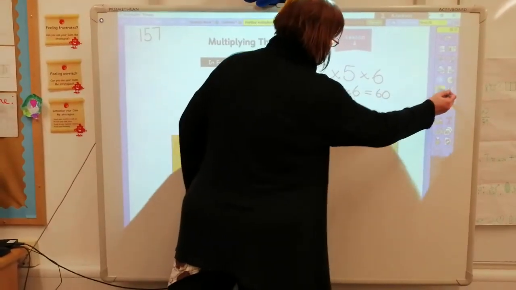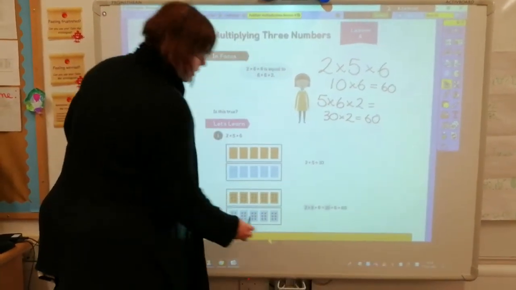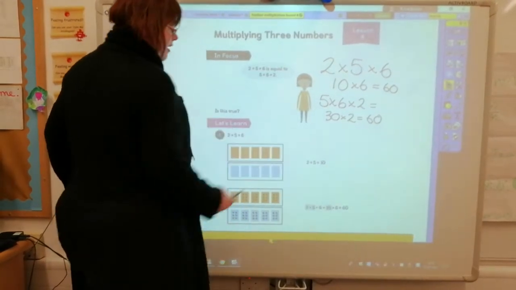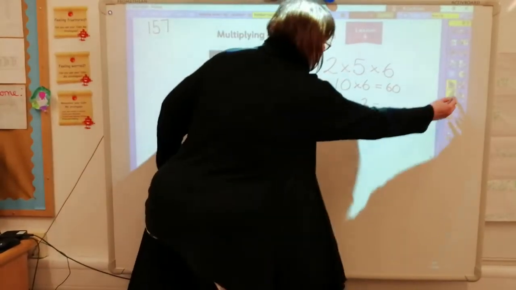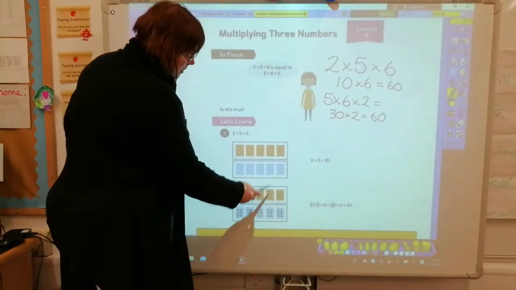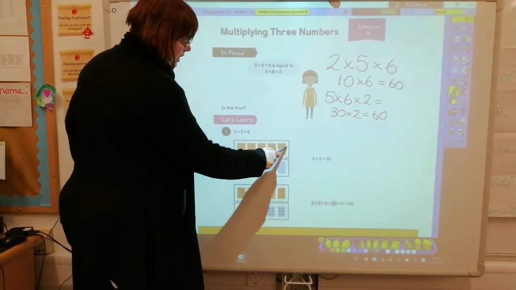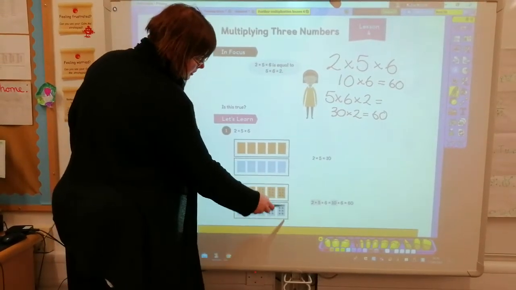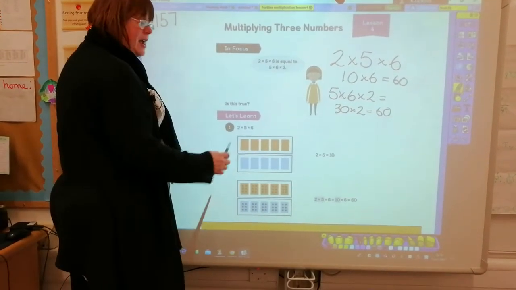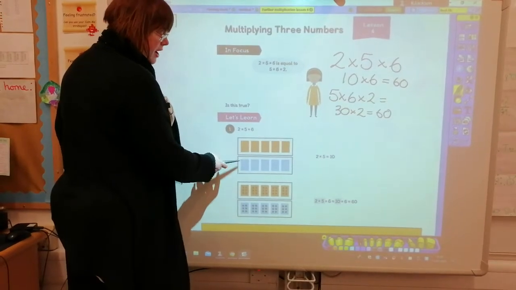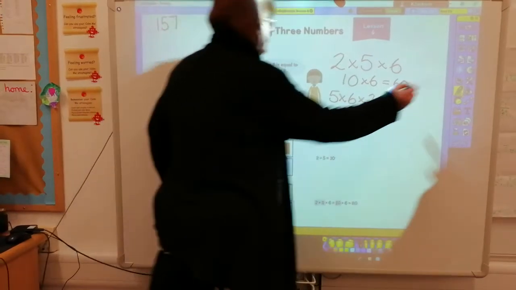So let's just double check that we were right there. We did 2 times 5 made 10. We started with the first bit of the sum, and then we timed the 10. So we had 2 groups with 5 in it, and each one of those groups has 6. So it's building on the arrays that we looked at yesterday. We've got 2 groups of 5, and then each one has 6 to make 60 altogether.